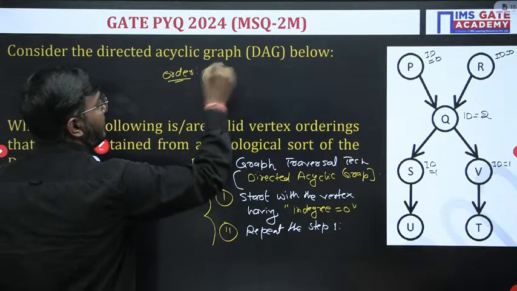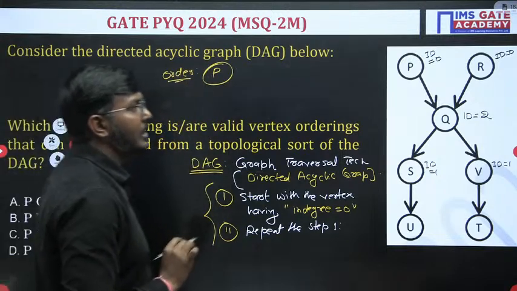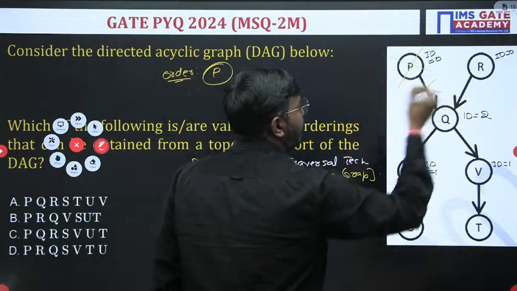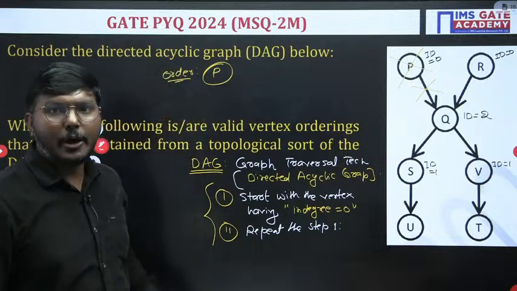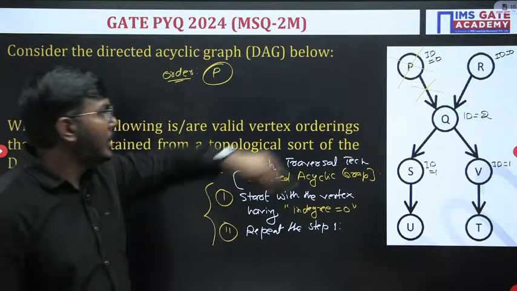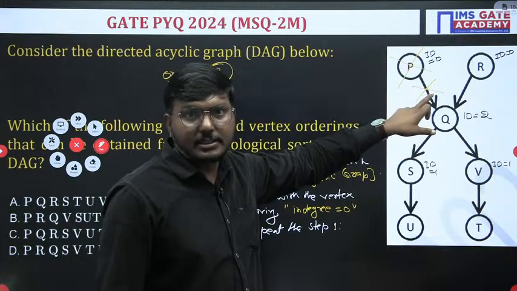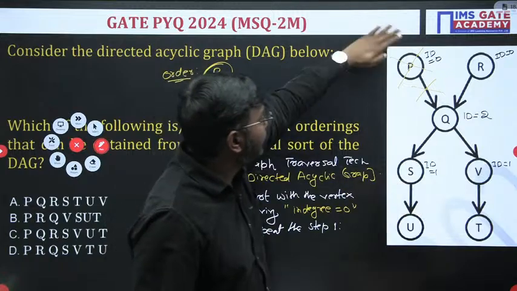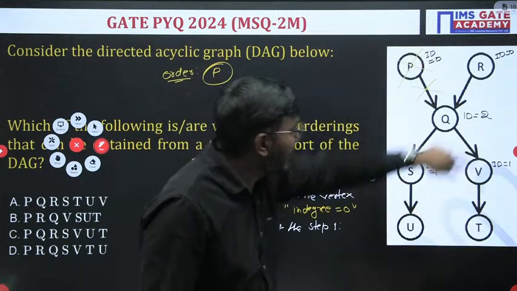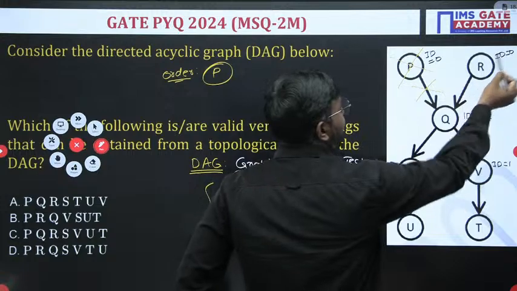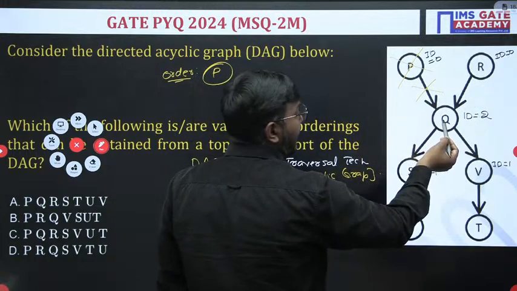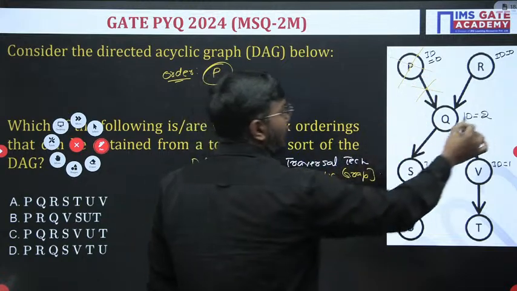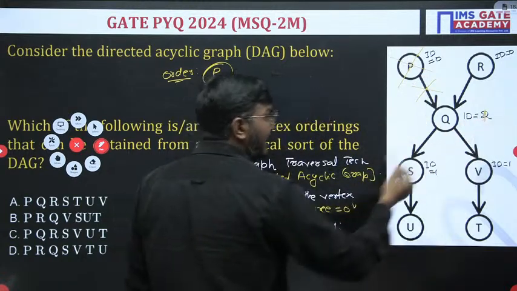I am starting with P. As soon as I visit P, I will delete P and its edges. Understood? Now look at the remaining graph, after removing P and its edges. The in degree for R is 0. The in degree of Q has now changed to 1. Why? Because that edge is removed. The remaining will be the same.